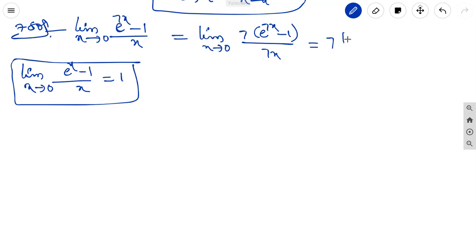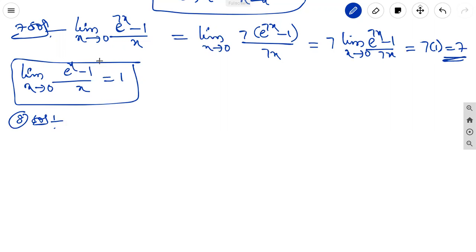7 is a constant, so it goes outside. Limit x tends to 0, (e^(7x) minus 1) by 7x is equal to 1, so it is 7 into 1, which is 7. This is the solution of the seventh one. But these all are based on the basic formulas only.